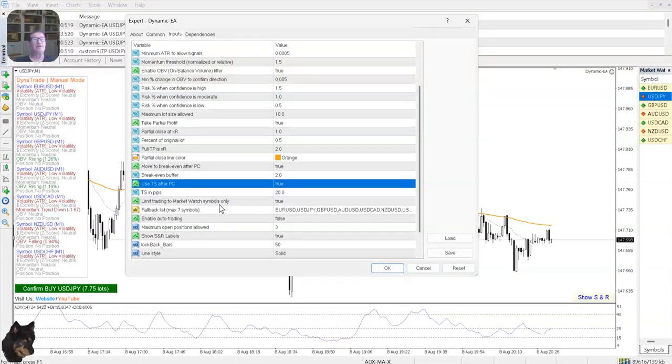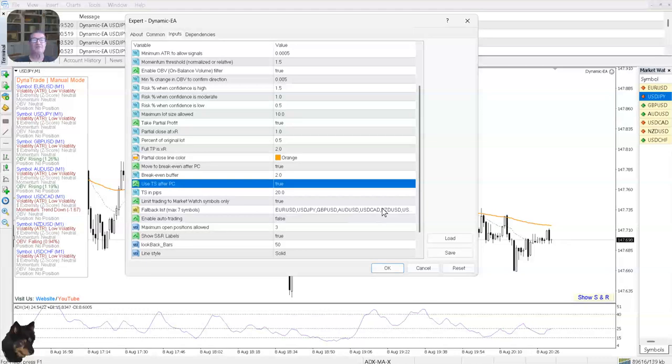Limit trading to market watch symbols only. That's what this window is right here. If I set this to true, which I have, then it will only take the pairs that I have listed in the market watch, a maximum of 7. If I set this to no, then it will take the pairs that I typed in here.